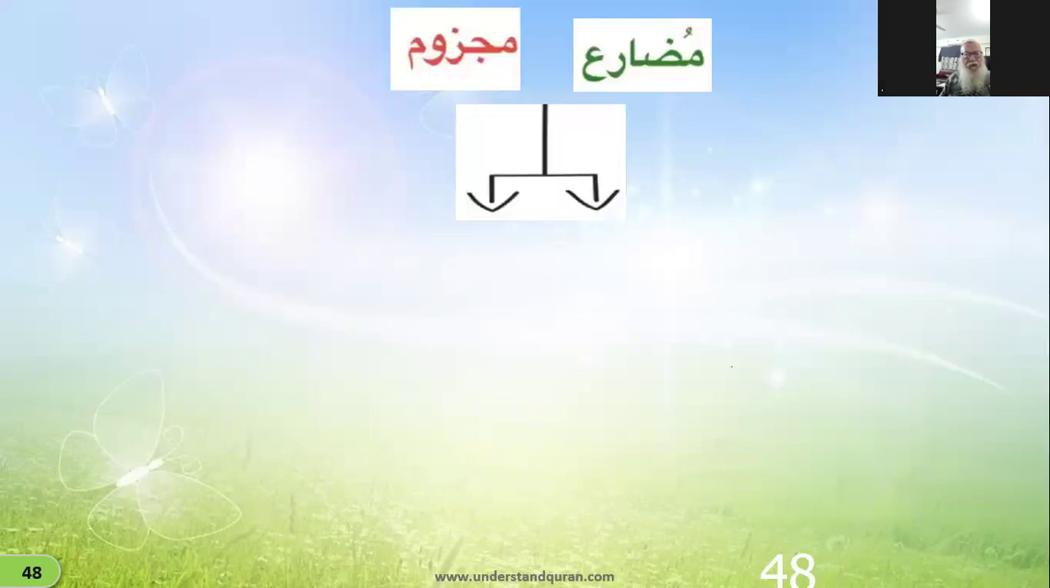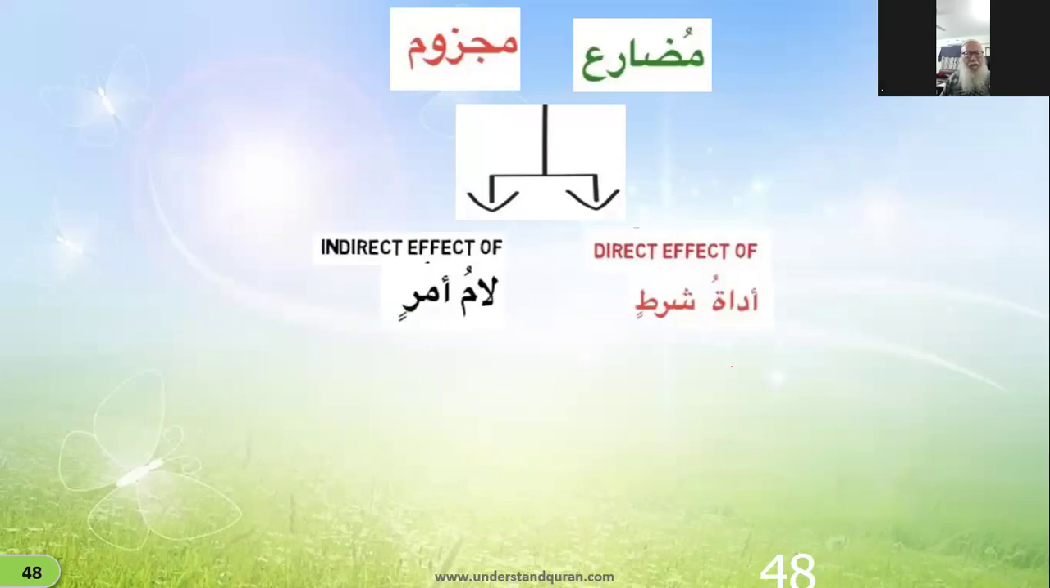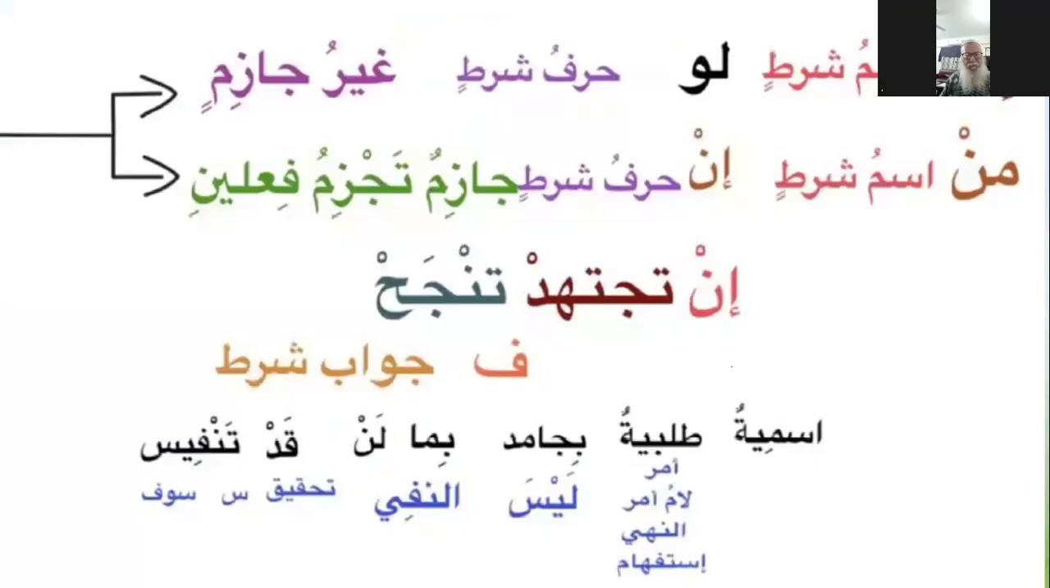Now the mudari majzoom may have the direct effect of adat shart, or may have the indirect effect of lam or la nahiya fi mahalli jazm and fil madi. Now concentrate on this. Ghair jazim adat shart: harf shart, just like law, or ism shart, just like isa. Or jazim fa'alain: in harf shart, or man. In and man act on two words, so they are called fa'alain, tajzum fa'alain, giving the jazm to both fails. In tashtahid, tanjah. In has come; it was tashtahidu, tanjahu. Both were having dhamma. In came, remove the dhamma of both.